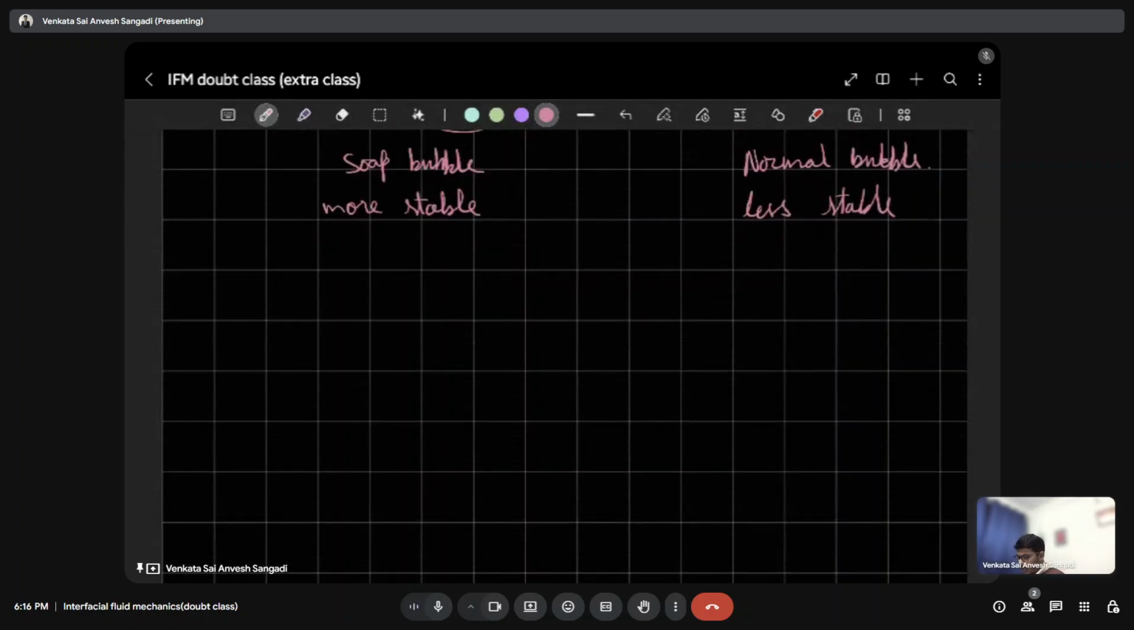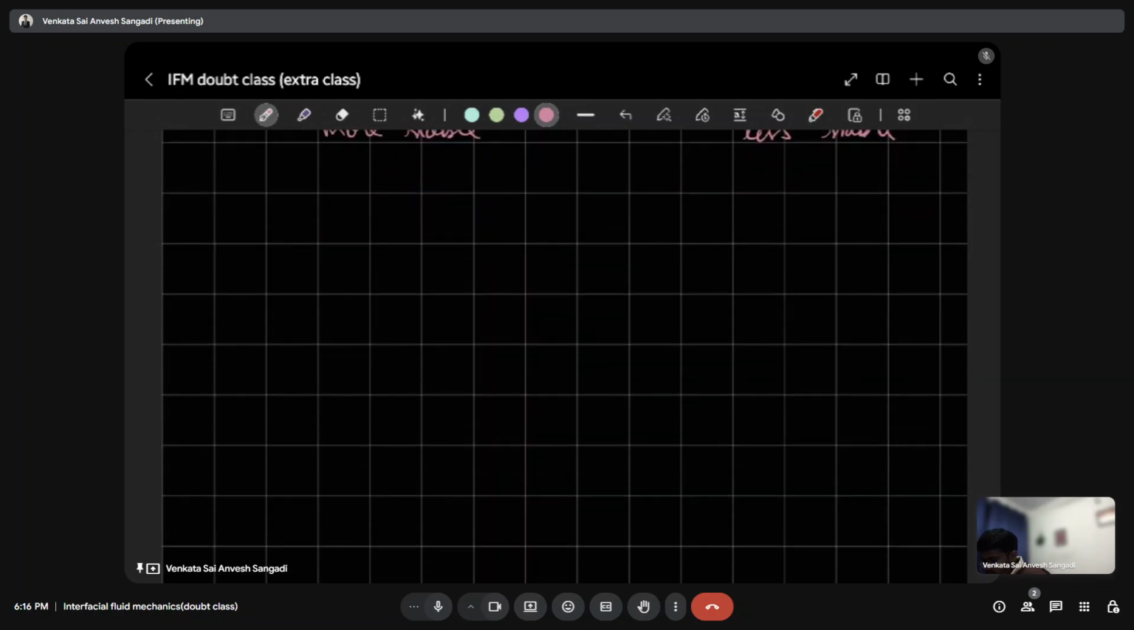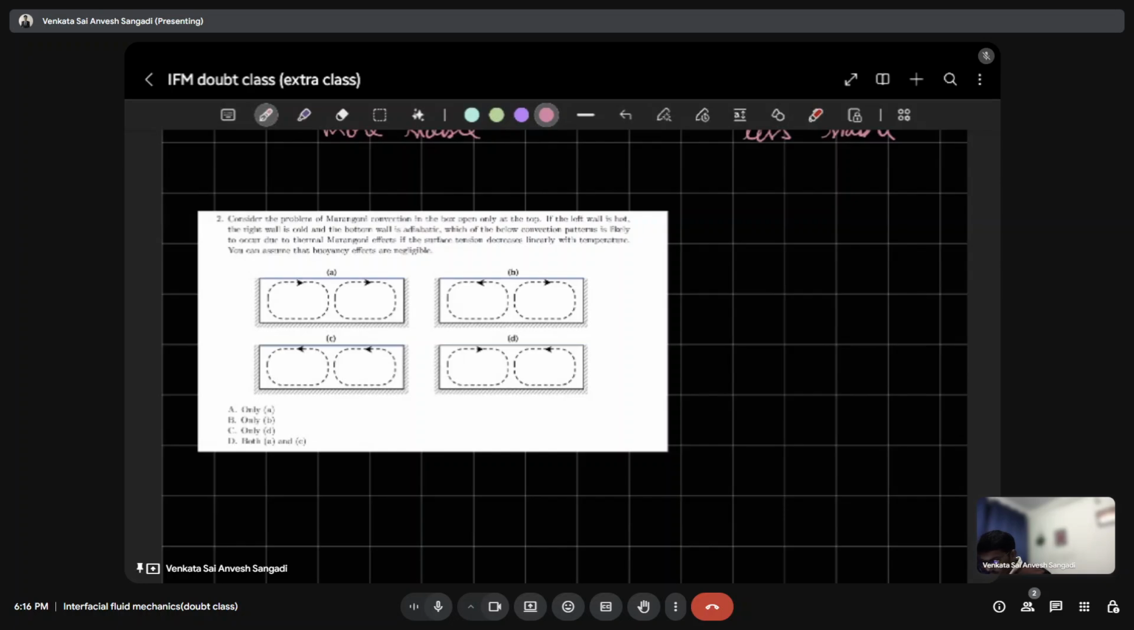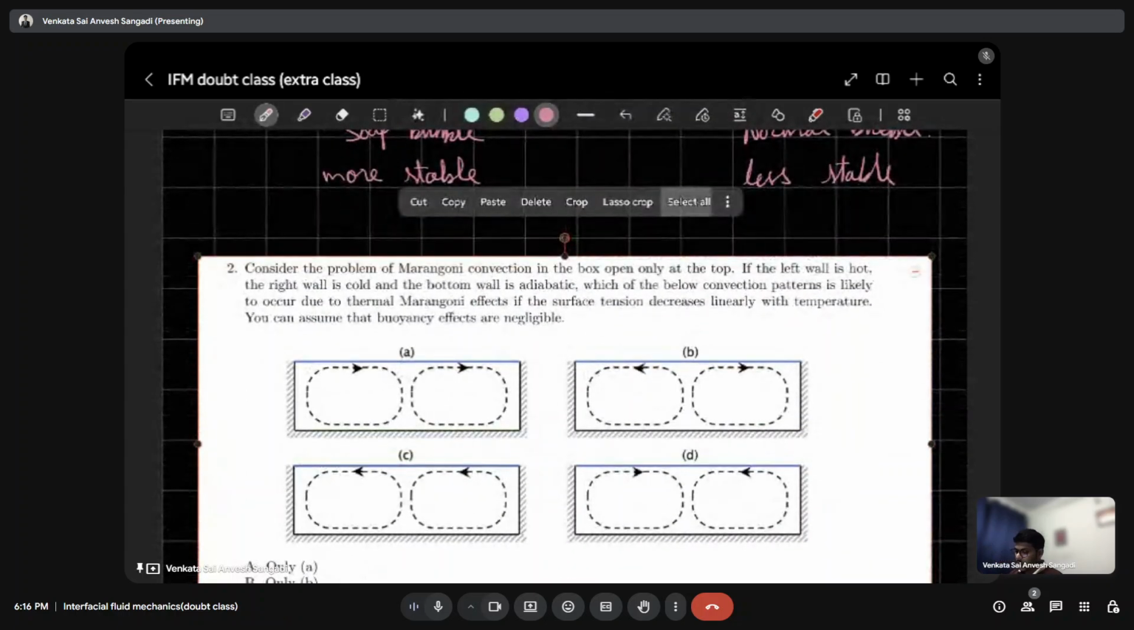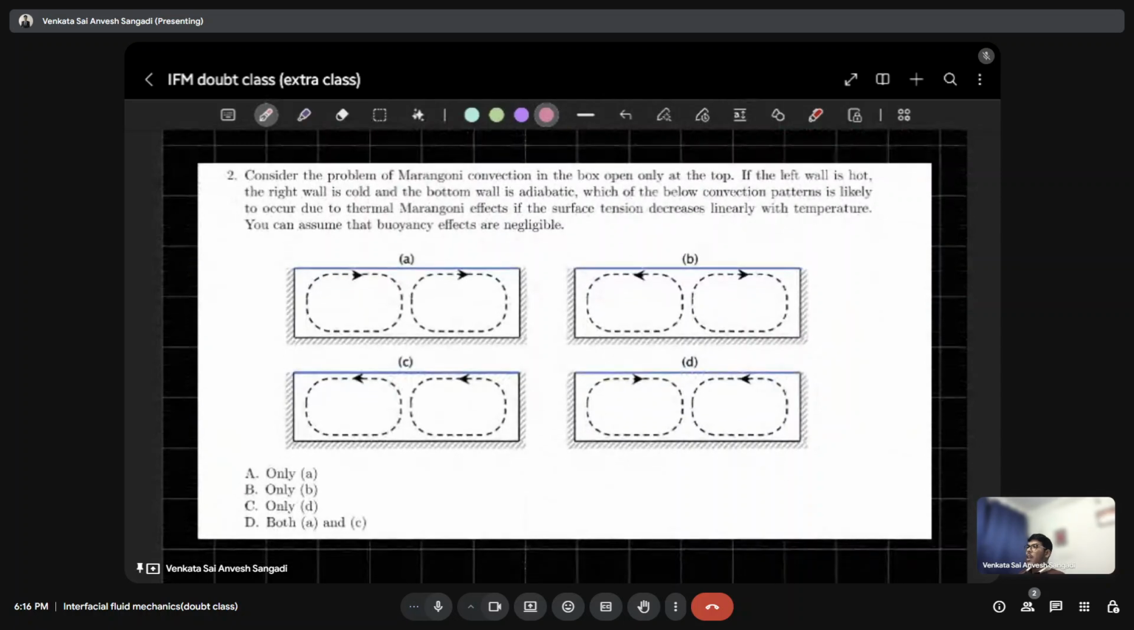So, next question. It says, consider the problem of Marangoni convection in a box, open only at the top. If the left wall is hot and the right wall is cold, and the bottom wall is adiabatic, which of the below convection patterns is likely to occur due to thermal Marangoni effects if the surface tension decreases linearly with temperature?